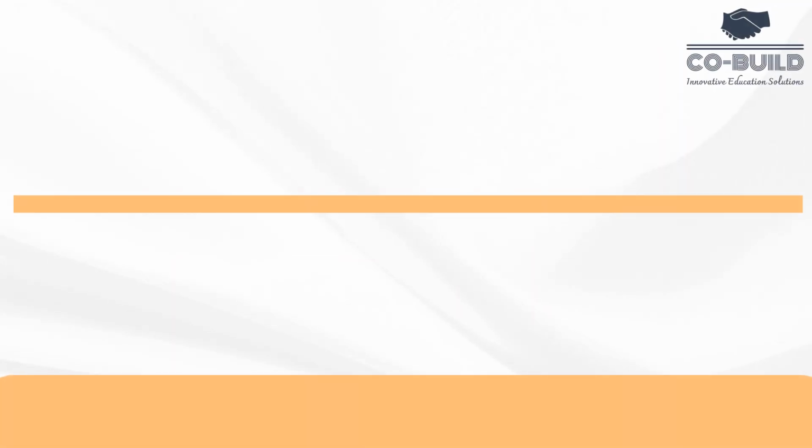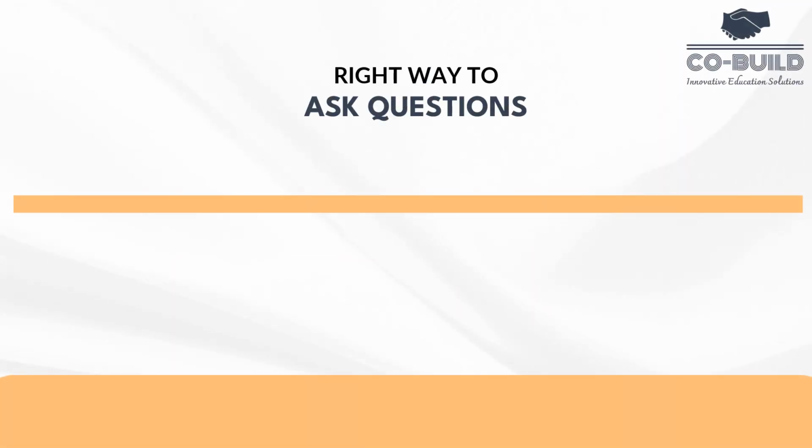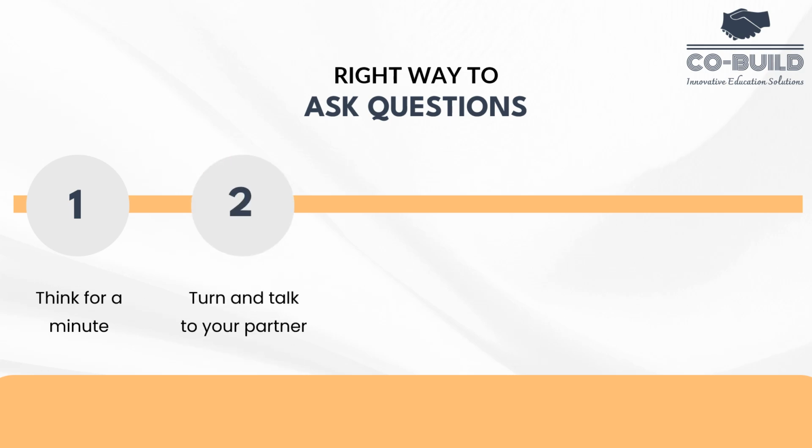Let's look at the right way to ask questions using the Give Me 5 method. Step 1. Think for a minute. After you ask a question, provide the students a moment to reflect. Give them time to understand the question. Step 2. Turn and talk to your partner. Encourage them to discuss their thoughts with the person next to them. It helps to hear different perspectives.